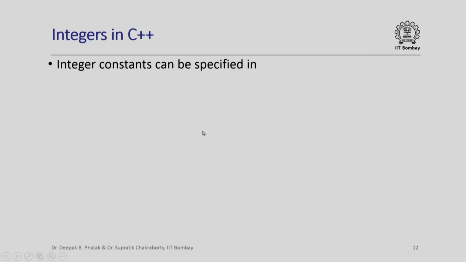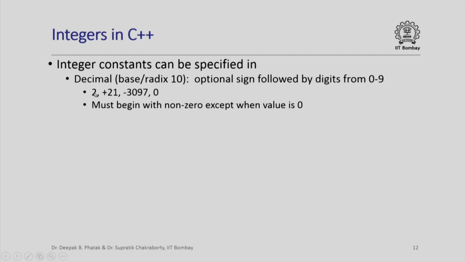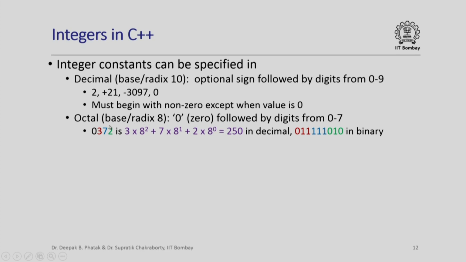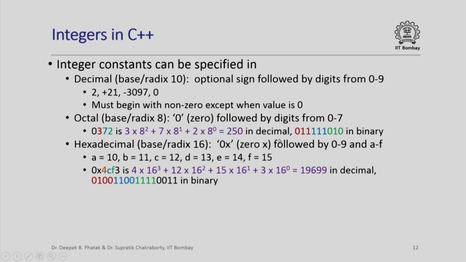You can also represent constants, integer constants in C++. They could be represented in the decimal notation, which is the usual notation that we always use, a sign followed by digits from 0 to 9. The only thing you have to note is that you cannot start it with a 0 unless you are representing the value 0, because if you do start with a 0, it represents a constant in the octal notation, which is basically base 8 notation. So if I say 0372, it is not the decimal number 372, but it is the octal number 372, and you can work it out yourself what it represents in decimal and in binary.